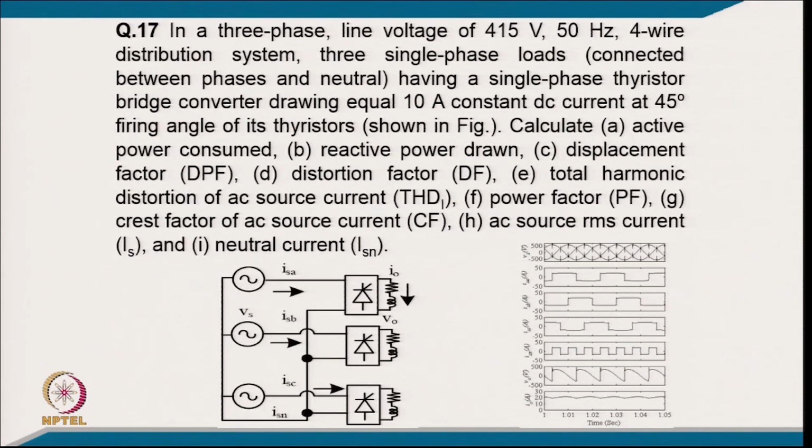So, coming to example 17, in a 3-phase line voltage of 415 volt 4 wire distribution system, 3 single phase loads are connected between line and neutral, having a single phase thyristor converter, drawing a constant current of 10 ampere at 45 degree angle. Calculate the active power consumed, reactive power consumed, displacement factor, distortion factor, total harmonic distortion, power factor, crest factor of AC mains and AC mains RMS current. So, after putting the value, the 3-phase square wave current is here, and neutral current will be again a square wave, but 3 times the frequency of this current, and this is the output voltage for each and the current in each line.